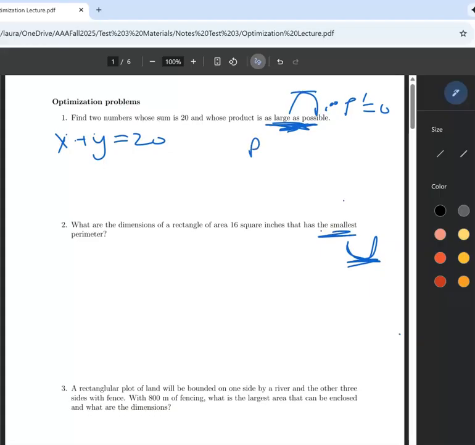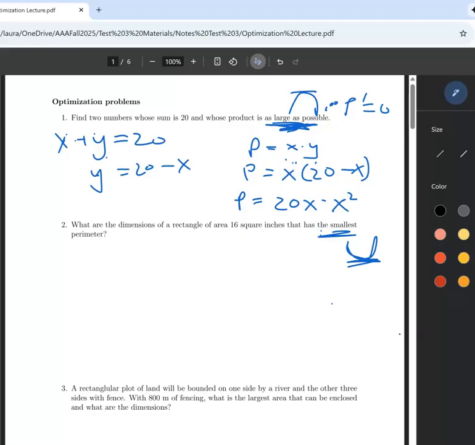So the product of these two numbers, and be careful you keep the same letters, is x times y. So I want to take the derivative of this and set it equal to 0, but it's in two letters. So that means I need to take this, solve it for one of the letters, and substitute in. So I get x times 20 minus x. Always simplify so that you don't have to do product rule, all the things, right? So I get 20x minus x squared.